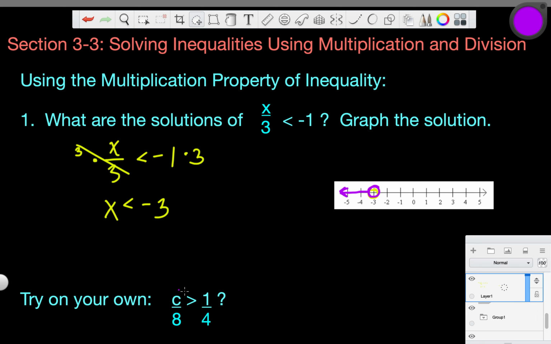So I want you to try this one on your own and graph it, okay? Don't let this fraction freak you out. It will all work out in the end.